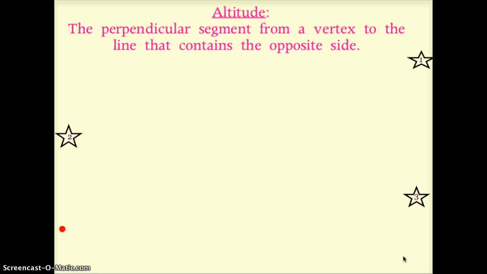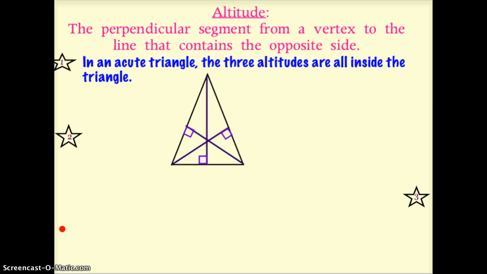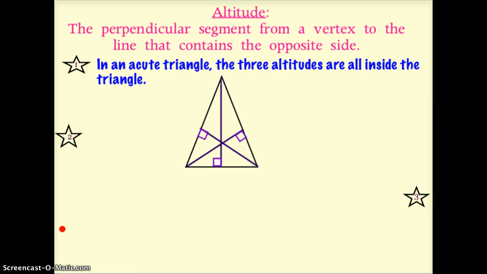The next vocabulary word is an altitude. An altitude is the perpendicular segment from a vertex to the line that contains the opposite side. In an acute triangle, the three altitudes are all inside the triangle. Notice that they go from a vertex to the opposite side, and they are perpendicular.